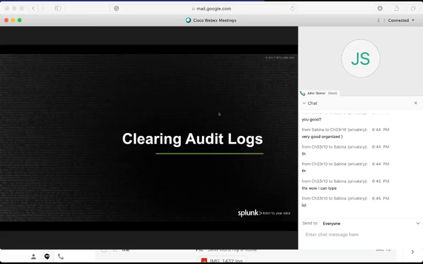We've got about 7 minutes or so left. I'm probably going to jump over the clearing audit logs. We're probably not going to get to that one, unfortunately. That was the one I figured was a bit of a reach if we were going to have time to do it.